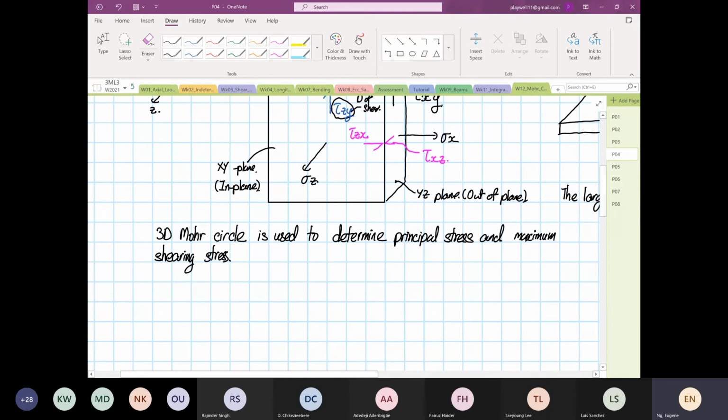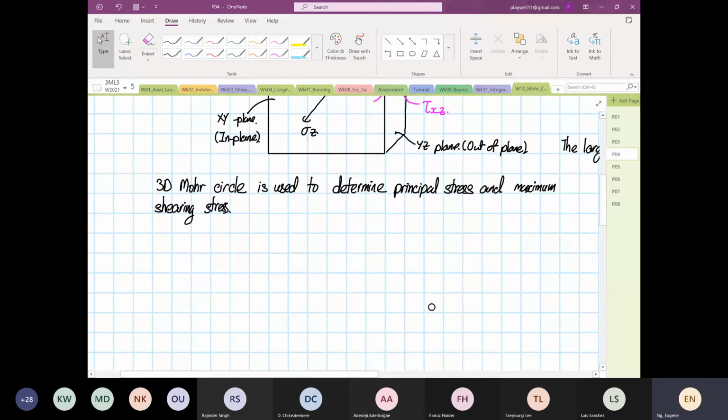Okay. Now, there will be three conditions that I'm going to show. Okay. So below examples.